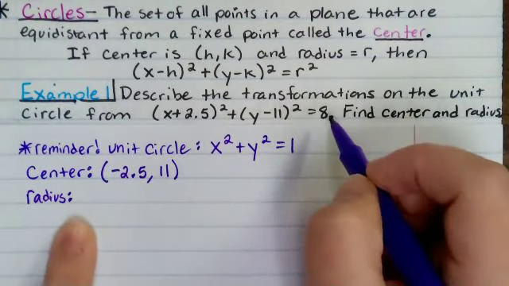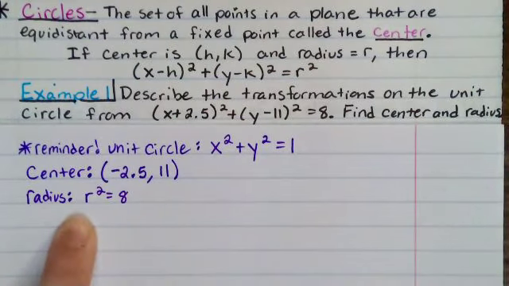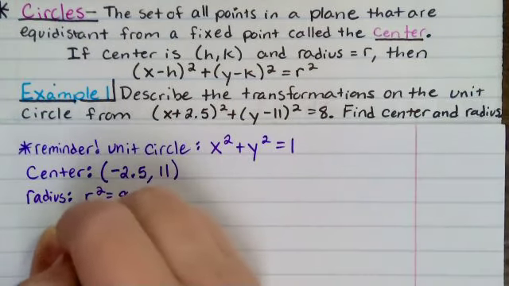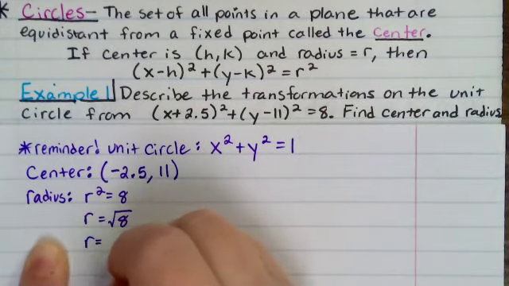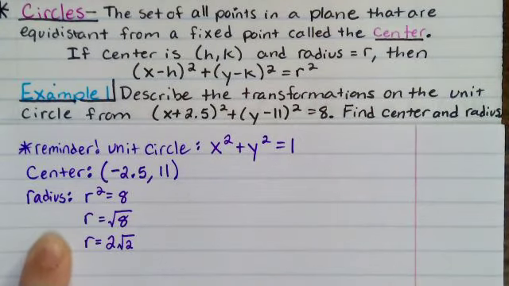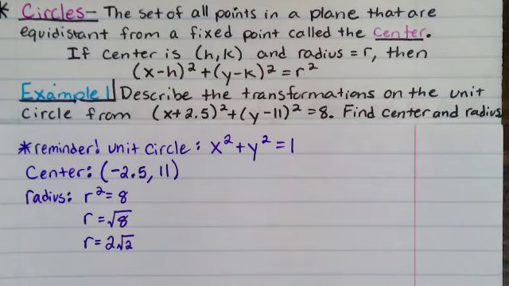Now, we know that the radius squared is 8. So if I want to know what my radius actually is, square root that, and you can simplify it. Don't bother giving me a decimal. I don't like those. I like to see the exact answers. So this right here is enough work to show me what's going on, and then we can see what our transformations are from that.